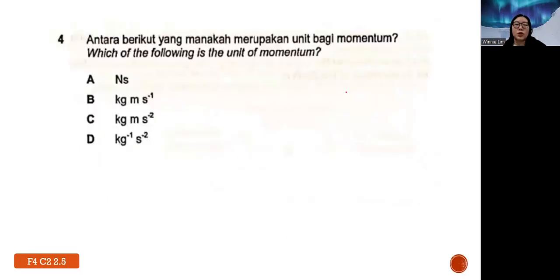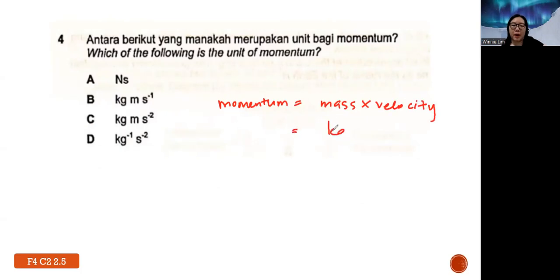Number 4, which of the following is the unit of momentum? So what is momentum? Momentum is the product of mass and velocity. So from here, what is the unit for mass? Kilogram. And then what is the unit for velocity? Meter per second. Okay, so among the options, the answer will be B.